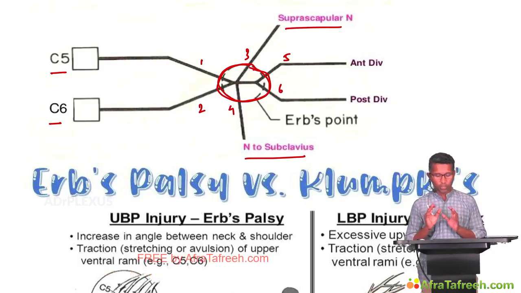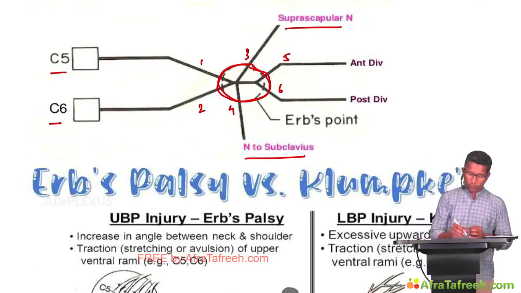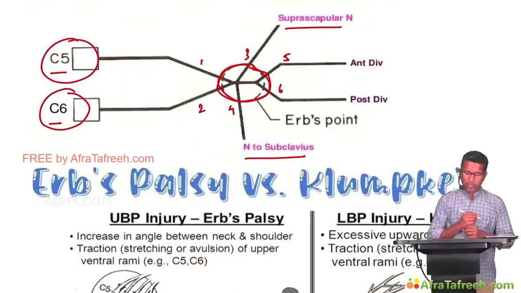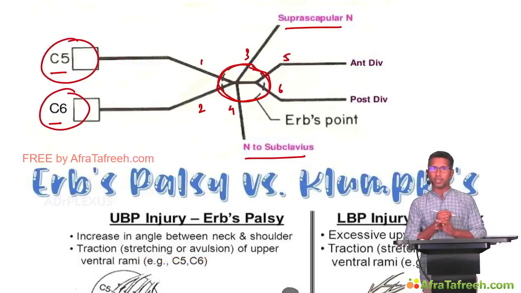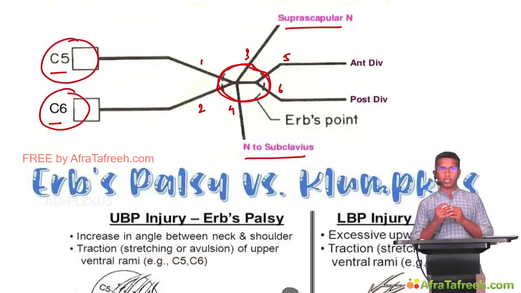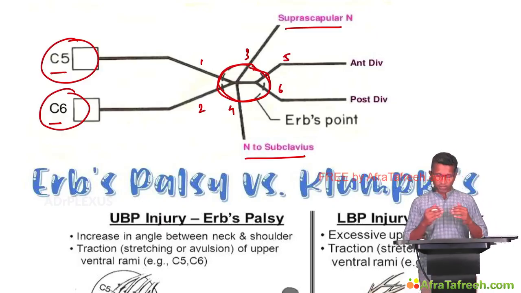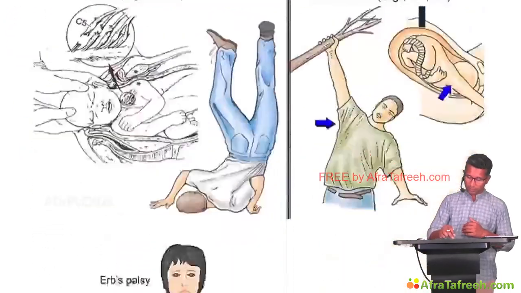Okay, I hope you are clear what is called as an Erb's point. Now, if you see clearly, the root values involved in Erb's palsy are C5 and C6, predominantly C5, guys, predominantly C5. So what are the nerves which carry C5 and C6? Those muscles will be worst affected in this Erb's palsy. Now we'll break this down and see what is happening here.